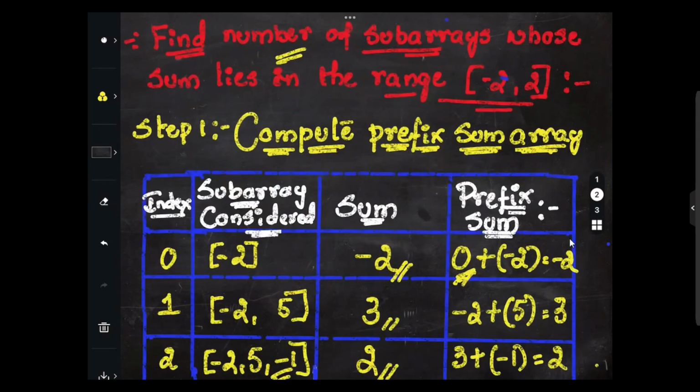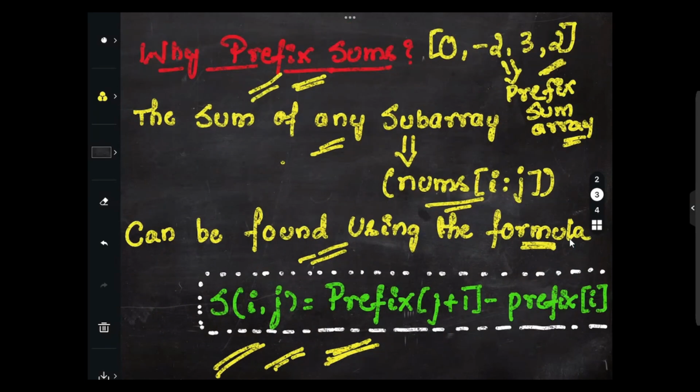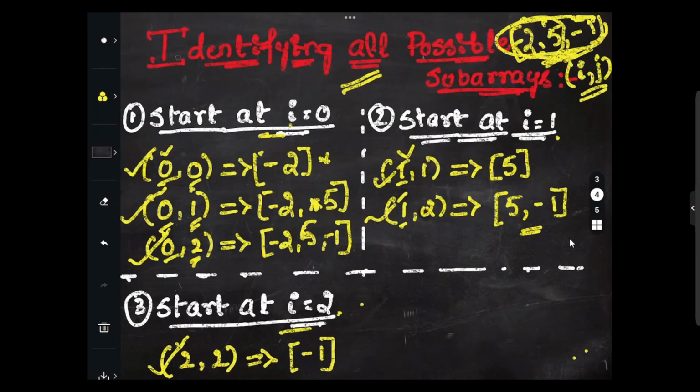First, what we did, we discussed using the binary index tree, the Fenwick tree. First step was to find the number of subarrays whose sum lies in the range minus 2 to plus 2. Just for the example's sake, we computed the prefix sum array. Then we discussed why we made use of the prefix sums and how it was helpful.